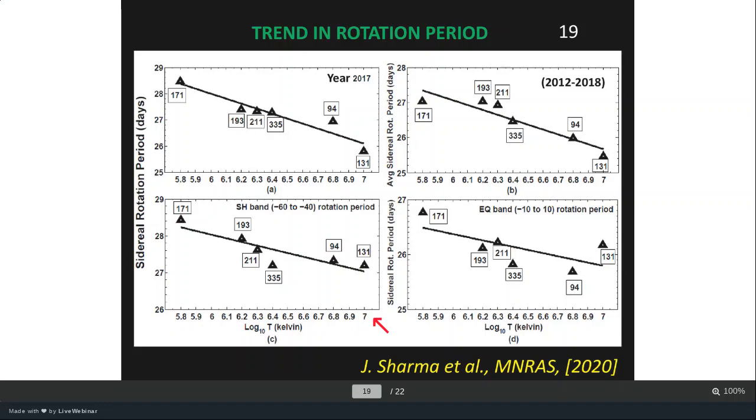Again, in panel D, the sidereal rotation period of the equatorial band, which is the average of -10, 0 and 10, has a downward trend with respect to increasing temperature from 10 to the power 5.8 to 10 to the power 7. So in these four panels, we can see that the scattering between points and fitted line is very less. So these results are very sound statistically.